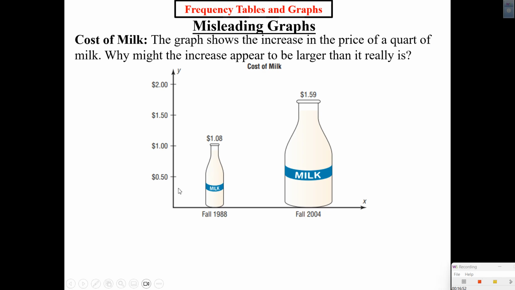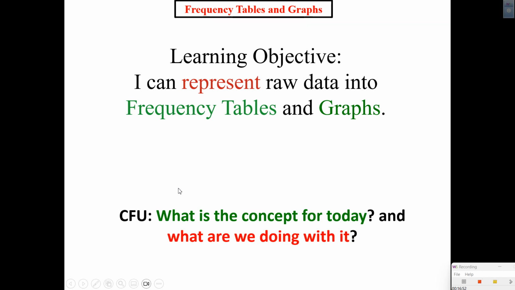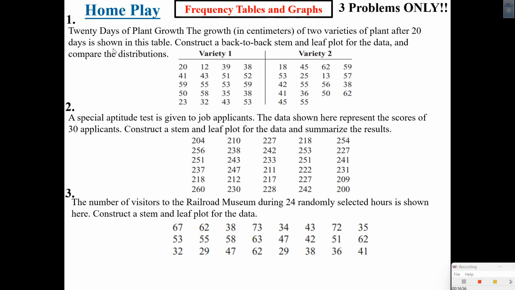All right, so with that said, that brings us to a close, but let me go back to the homework for tonight. It's 3 problems, 1 stem and leaf back to back. The other ones are just simple stem and leaf. You have exactly close to 20 minutes. So let me send that to your screen.